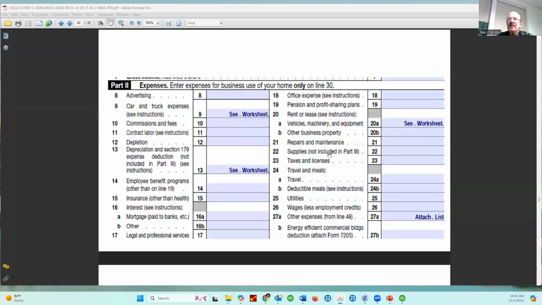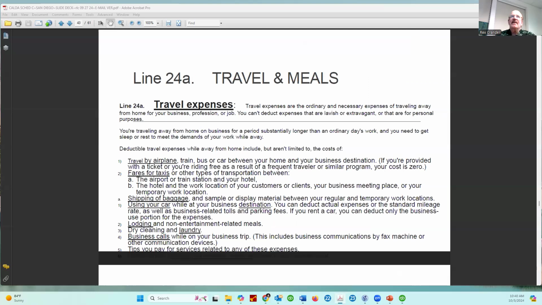Okay, so where are we here? We've gone through tax and license. Now it looks like we're at travel and meals. And that's line 24A. A travel expense is the ordinary and necessary expense of traveling away from home for business, for your job or profession.